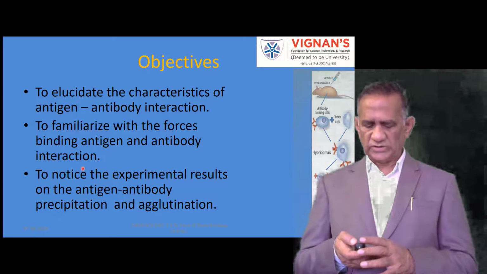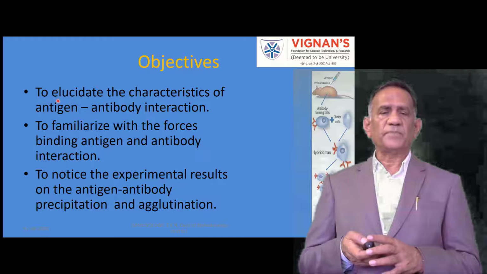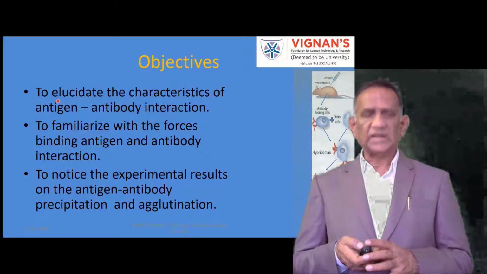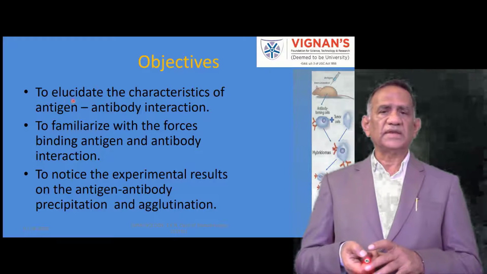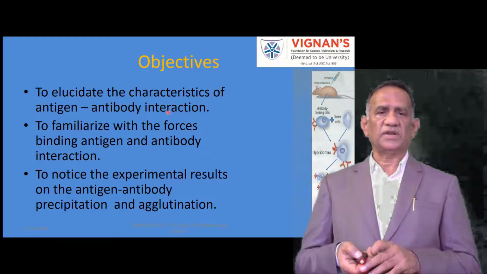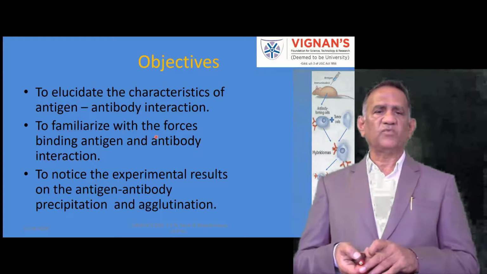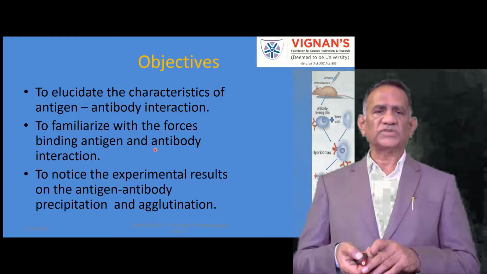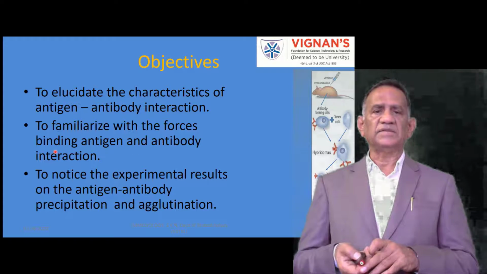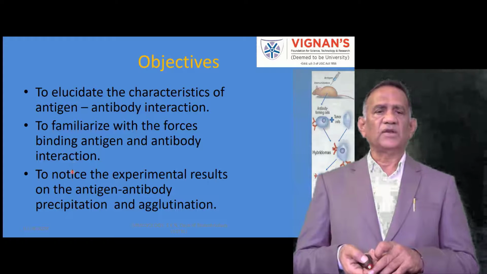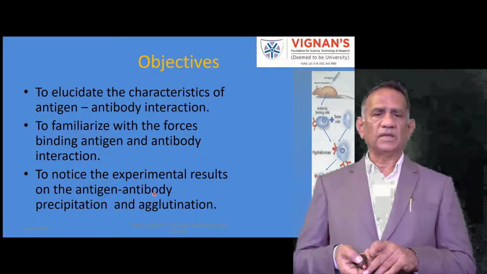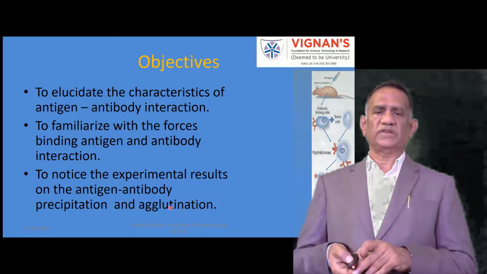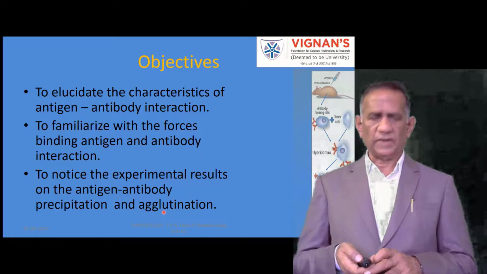The objectives of this particular topic, unit 3, antigen antibody interaction, are as follows. To elucidate the characteristics of antigen antibody interaction, to familiarize with the forces that bind antigen and antibody, and to notice the experimental results on antigen antibody precipitation and agglutination. Precipitation and agglutination. Okay.